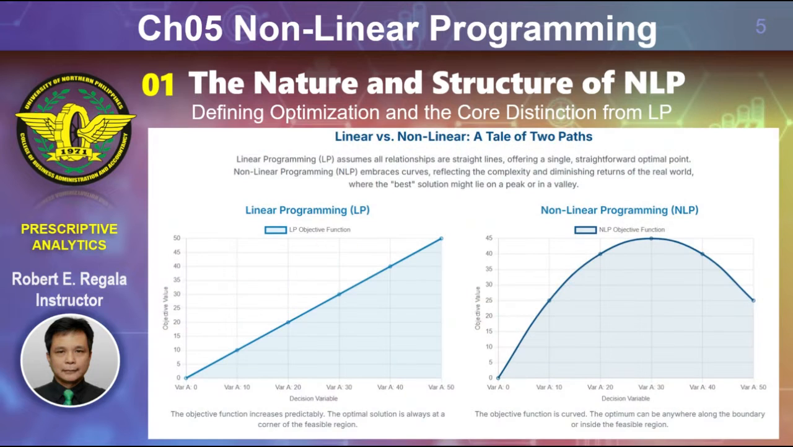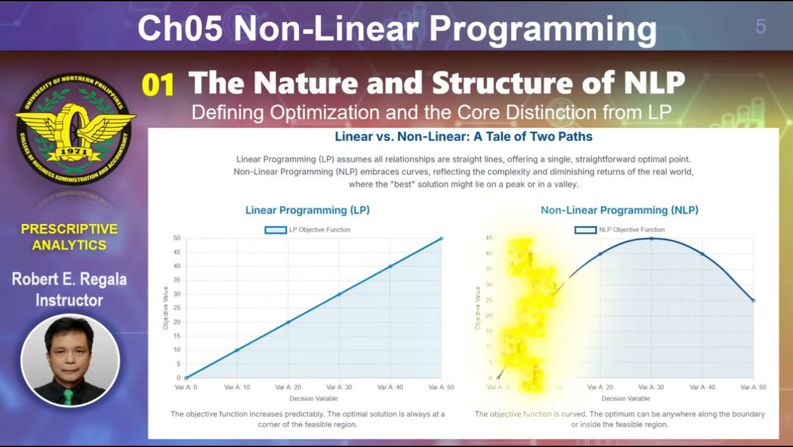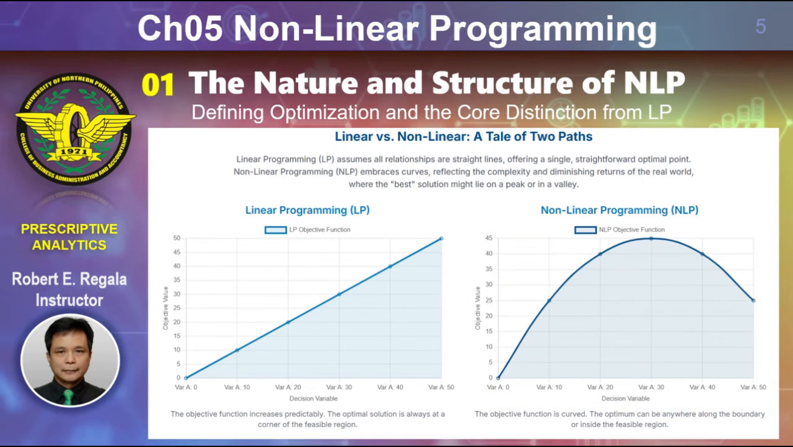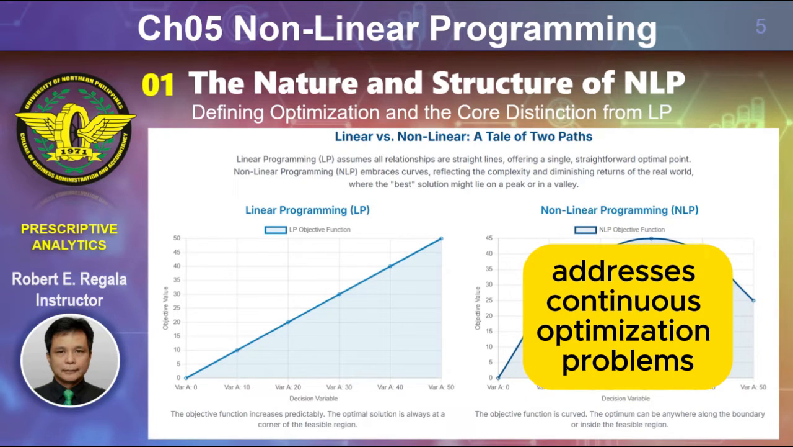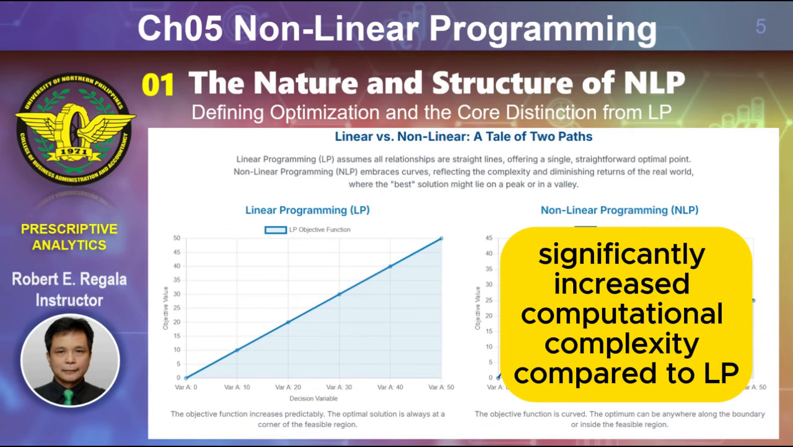This structural difference marks the fundamental divergence from linear programming, LP. LP assumes all relationships are straight lines, offering a single straightforward optimal point. NLP embraces curves, reflecting the complexity and diminishing returns of the real world, where the best solution might lie on a peak or in a valley. Furthermore, NLP typically addresses continuous optimization problems characterized by an infinite and continuous set of possible decision variables, leading to significantly increased computational complexity compared to LP.